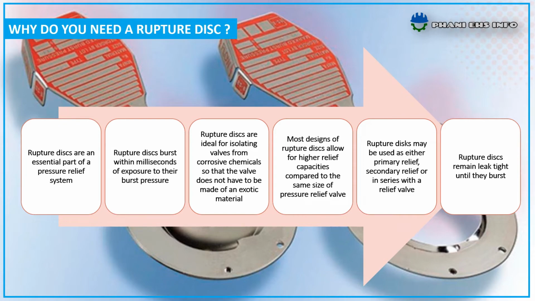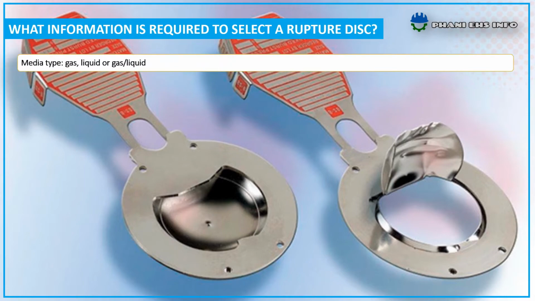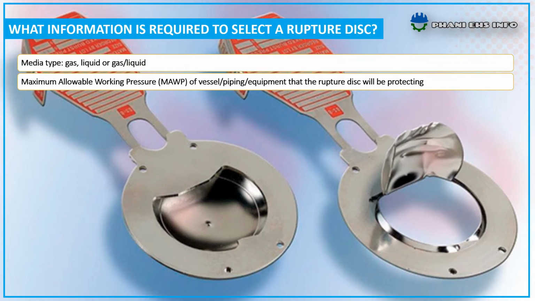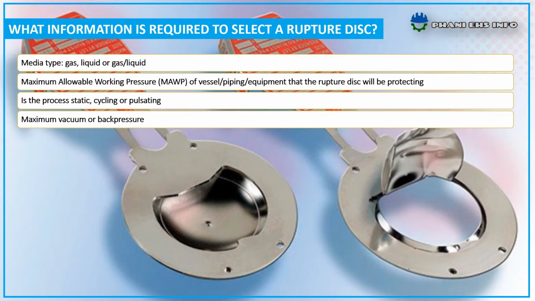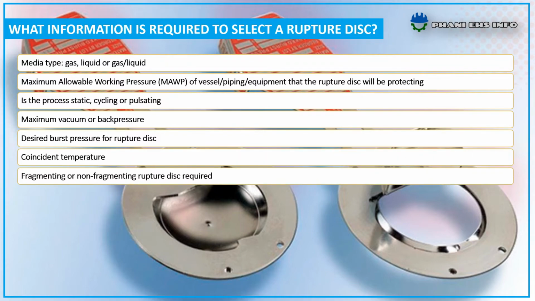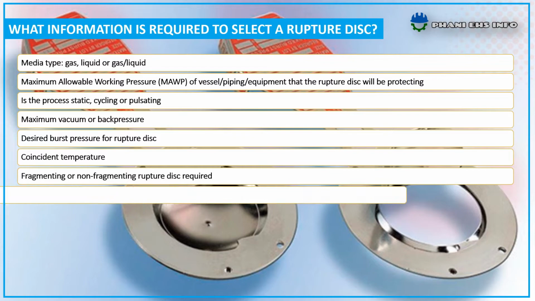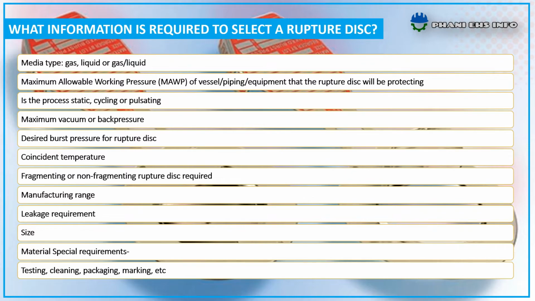And next one, what is the information required to select a rupture disc? So the following information we require to select a rupture disc: media type, which means gas or liquid, maximum allowable working pressure of a vessel, piping, equipment, process is static, cyclic or pulsating, maximum vacuum or back pressure, desired burst pressure for the rupture disc, coincident temperature, fragmenting or non-fragmenting rupture disc required, manufacturing range, leakage requirement, size, material, and special requirements like testing, cleaning, packing, marking, etc. This is the information we have to get to select a rupture disc.